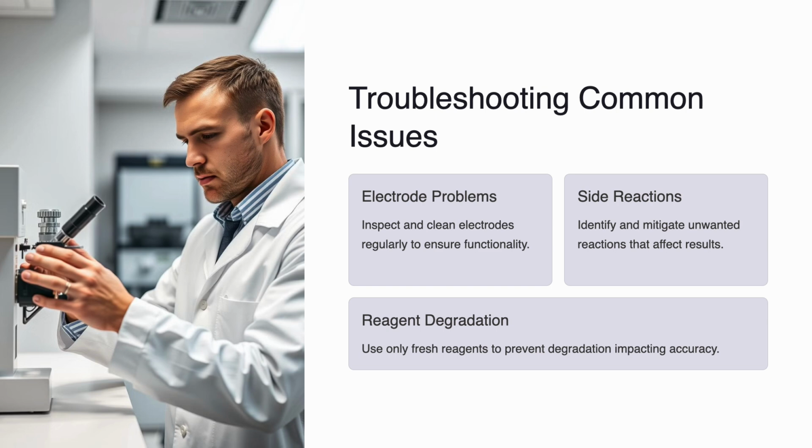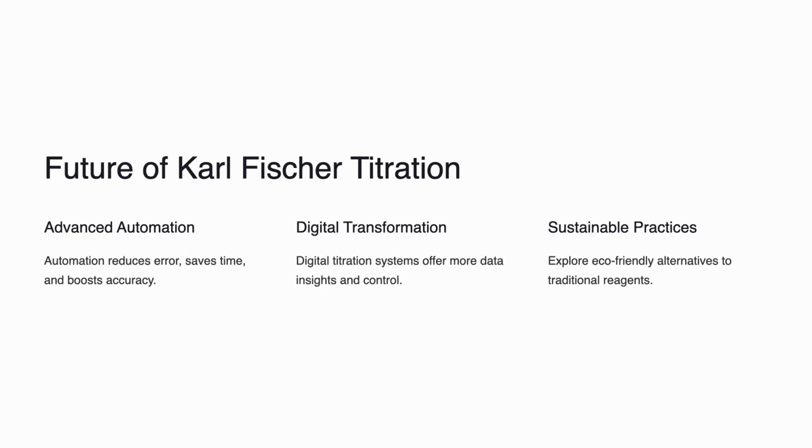Hence, we have to ensure that our feed consists of pure sample, except water. There should not be any impurities. And reagent degradation: use only fresh reagents to prevent degradation impacting the accuracy of Karl Fischer titration.